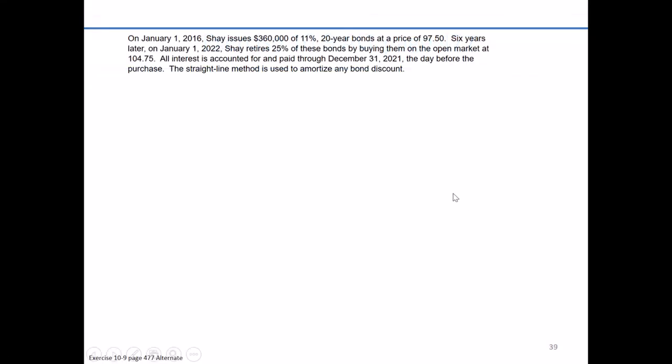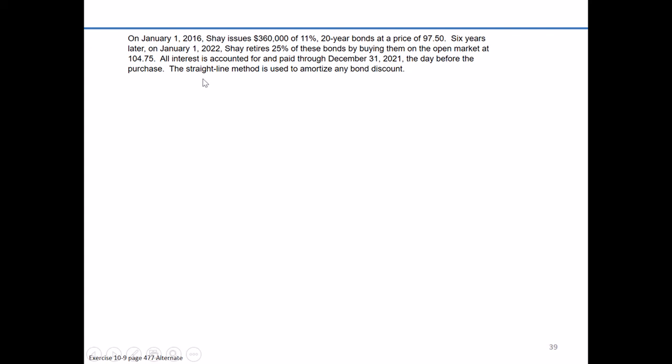In the alternate version of exercise 10-9, we're presented with a situation where Shea is going to retire bonds early. On January 1st, 2016, they issued 360,000 11% 20-year bonds at a price of 97.5. Then we fast forward 6 years later to January 1st, 2022. Shea is going to retire a quarter, or 25%, of these bonds by buying them on the open market at 104.75. All interest was accounted for and paid through December 31st, 2021, the day before the purchase.